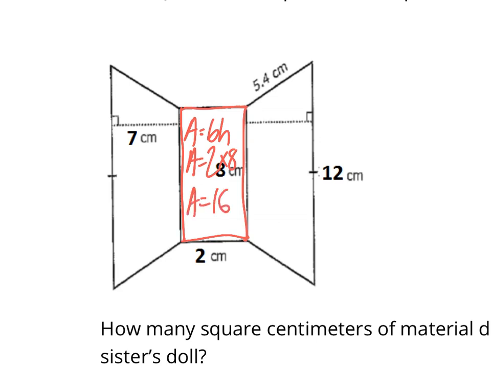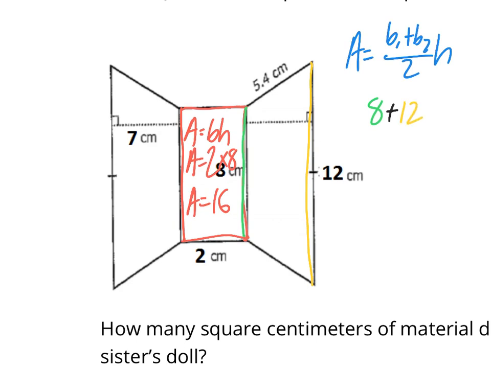Now, for the trapezoids are both the same. I'm going to use the formula area equals base 1 plus base 2 divided by 2 times the height. Base 1 here is this 8 centimeters. My base 2 is going to be this 12 centimeters. Again, we have to divide that by 2 and multiply by the height.